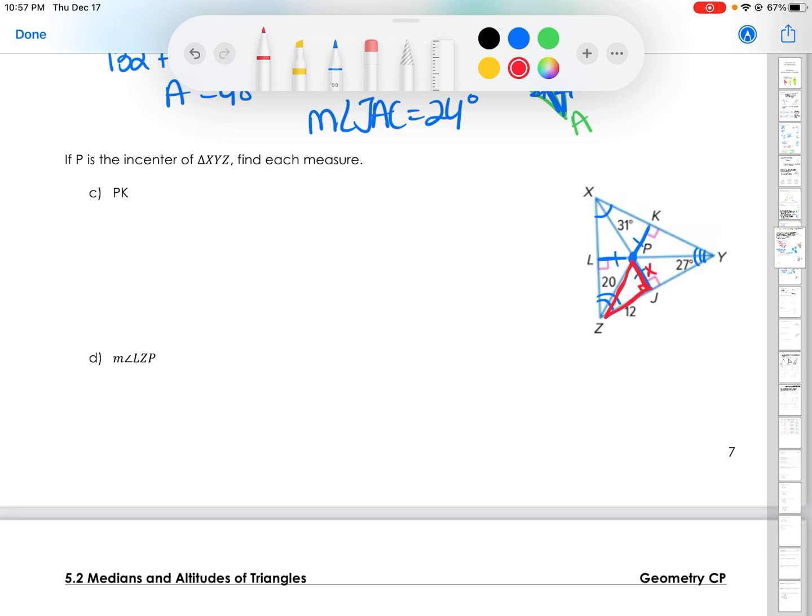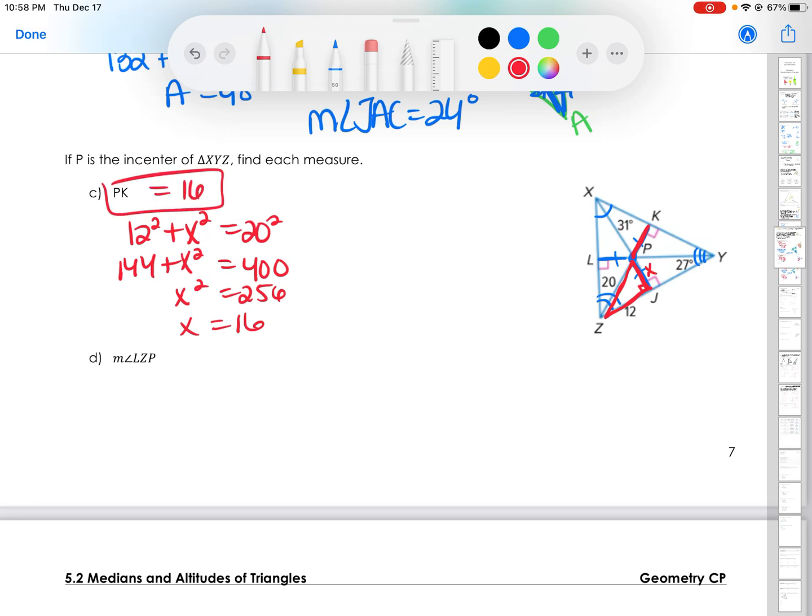Okay, so I'm going to look for this side. We can call it X, and that will tell me that measure for PK, because PJ, which I'm calling X, is the same length. So we have 12 squared plus x squared is equal to 20 squared. So that's 144 plus x squared is equal to 400, which means that x squared is 256, or x is going to be 16. So if x is 16, that means PK is also 16.